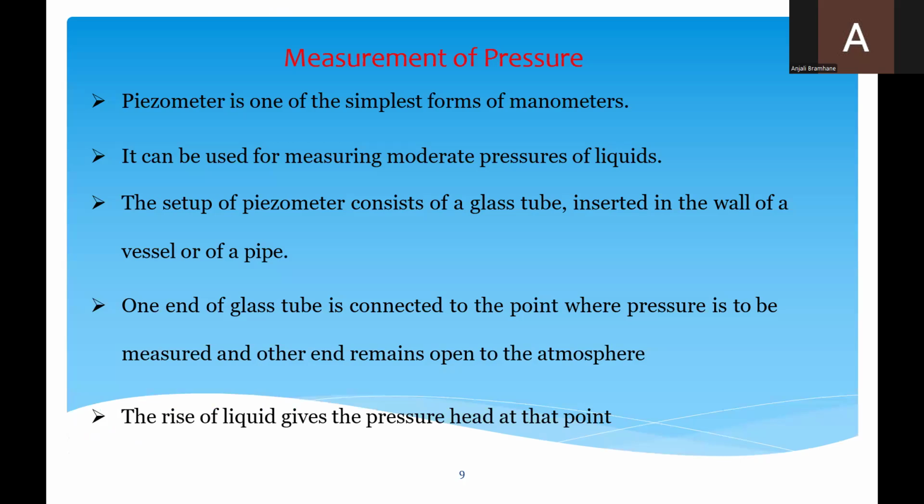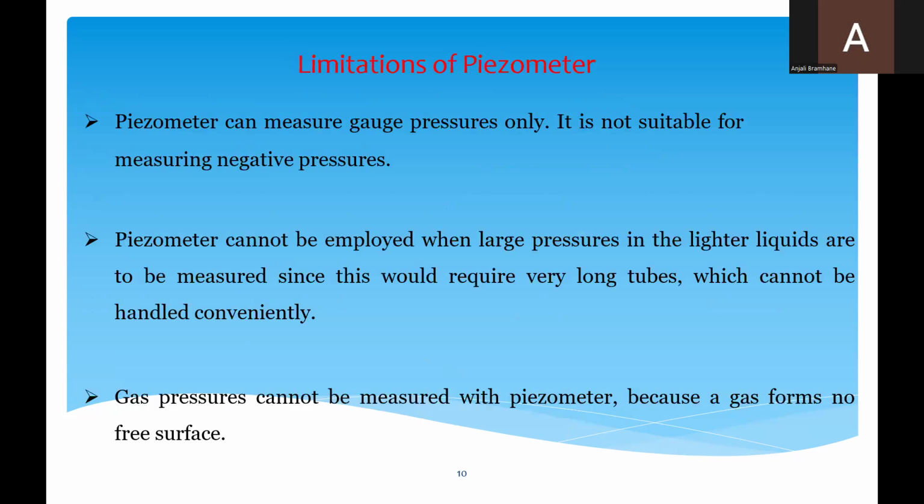Next, measurement of pressure. First, the piezometer is one of the simplest forms of manometer. It can be used for measuring moderate pressures of liquids. The setup of a piezometer consists of a glass tube inserted in the wall of a vessel or of a pipe. One end of the glass tube is connected to the point where pressure is to be measured and the other end remains open to the atmosphere. The rise of liquid gives the pressure head at the point. This is the measurement of pressure.